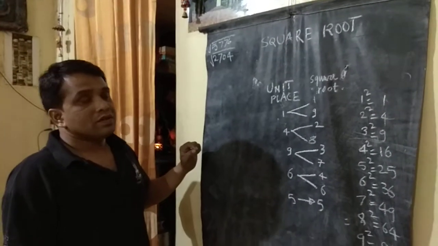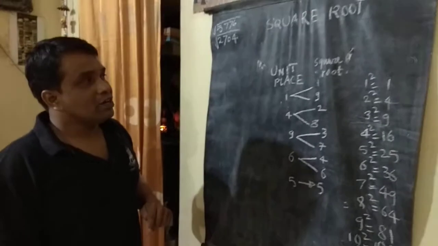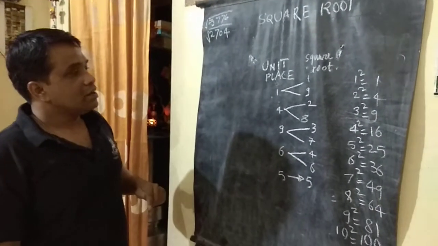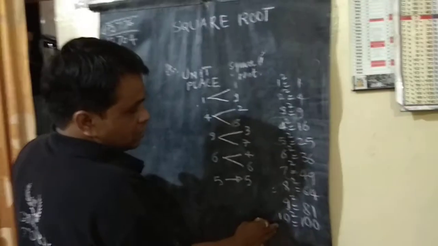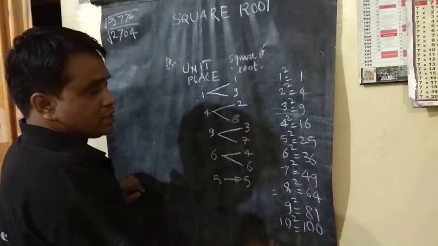Good afternoon. Today we will see how to find out the square root of any number. For that you need to know the squares from 1 to 10. I hope that you know these squares.